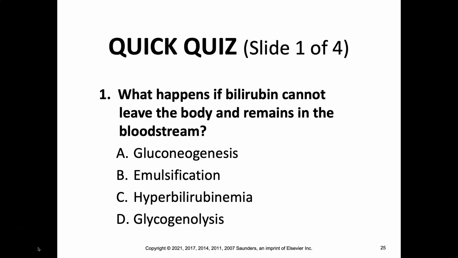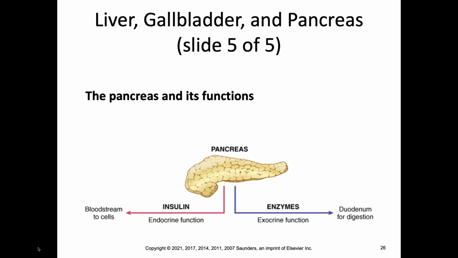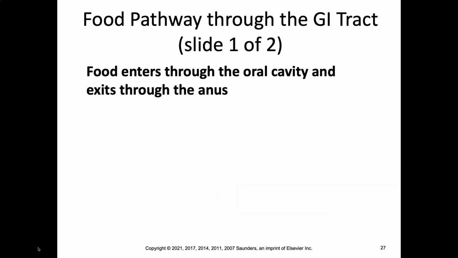So here, what happens if it can't leave the body and remains in the bloodstream? I gave you that hint on the slide before. All right, pancreas. It secretes insulin. That's the endocrine function. And the insulin goes into the bloodstream to the cells. It also excretes enzymes, and those go into the duodenum for digestion. Enzymes break things down, and insulin is what turns that glucose into energy or stores it, those types of activities. So pancreas is really critical. You need both of those.